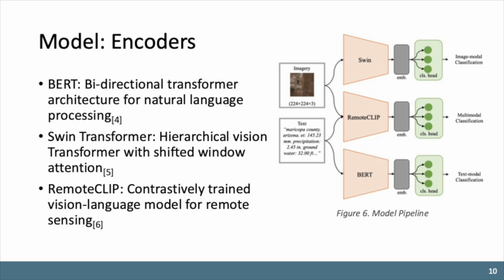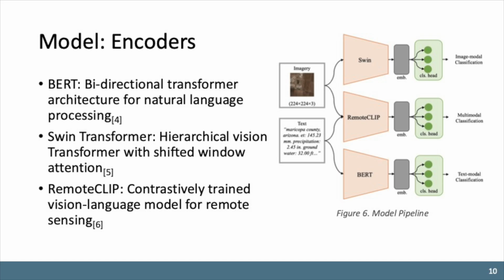First, we use BERT as our text encoder. This is built upon a bidirectional transformer architecture and is especially used for natural language processing. Next, we use the SWIN transformer, which is a hierarchical vision transformer with shifted window attention. Finally, we use RemoteCLIP, which is our multimodal model that is contrastively trained as a vision language model for remote sensing.